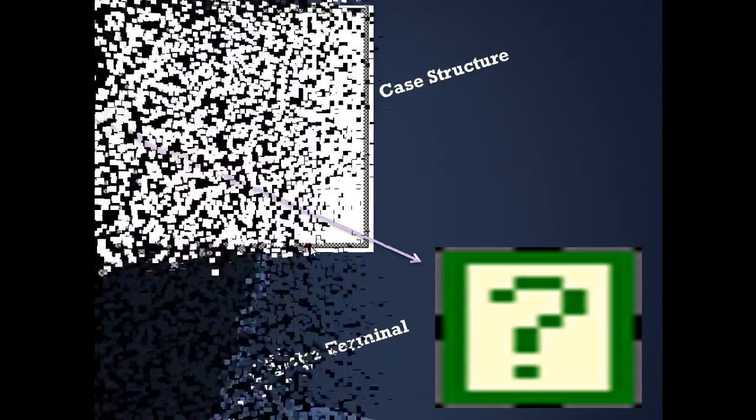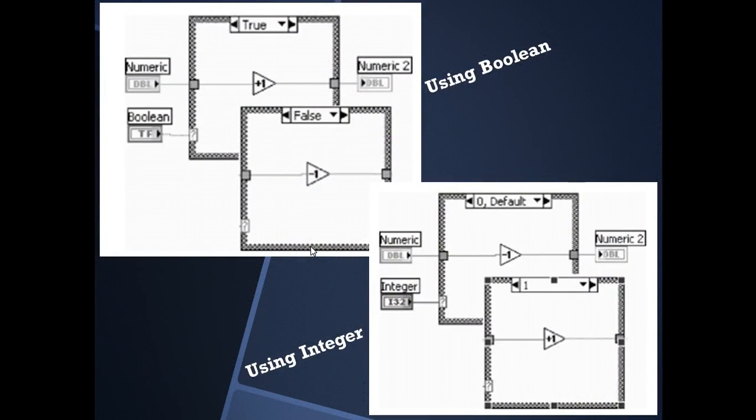And this is how the case structure will look. It will have a true and false window. Initially we can give an input value to the selector terminal. Here it will look like a question mark, like this, with a true and false window.